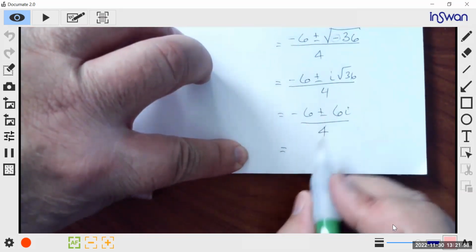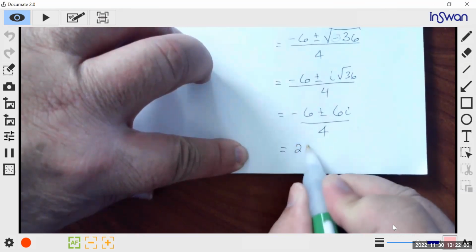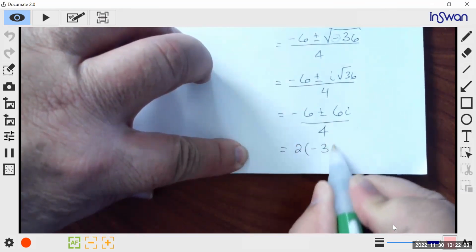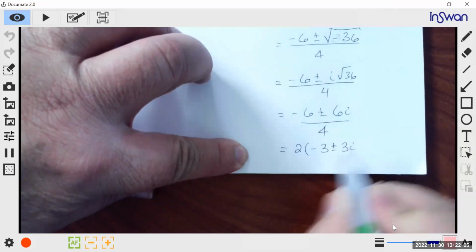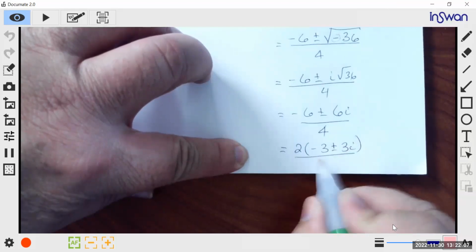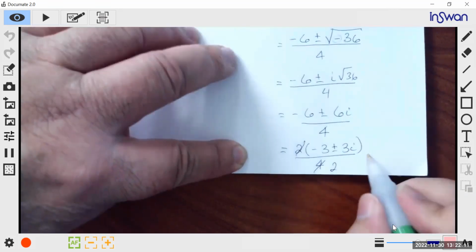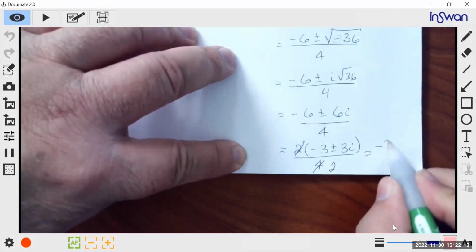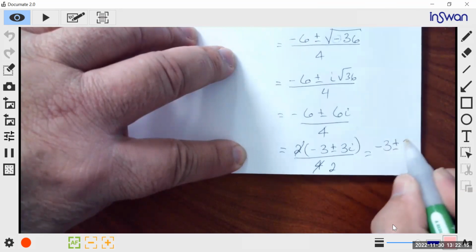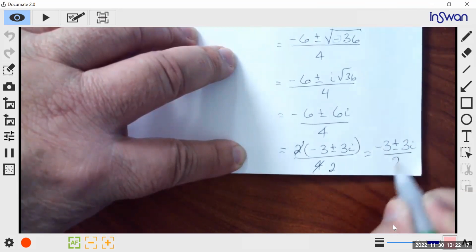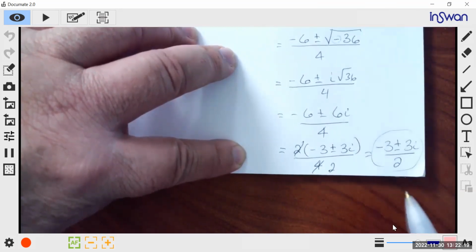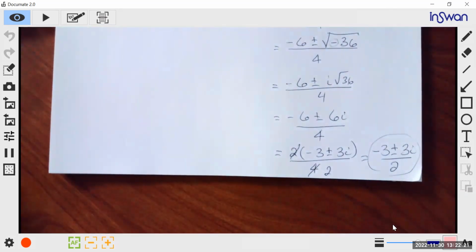The top and bottom both have a 2 in common, so I can factor out a 2. The 2 and the 4 cancel. So my final answer is negative 3 plus or minus 3i over 2. That's the way you have to solve it.